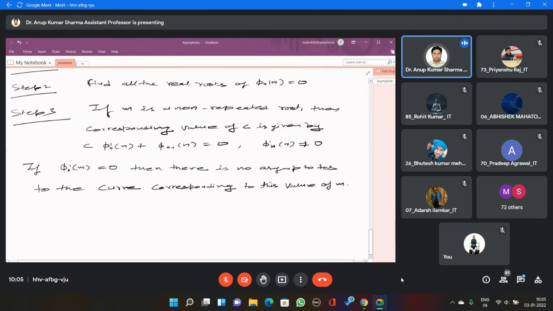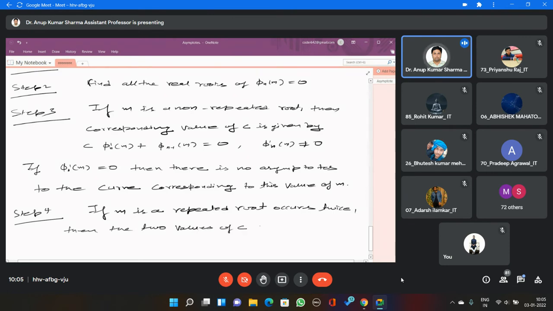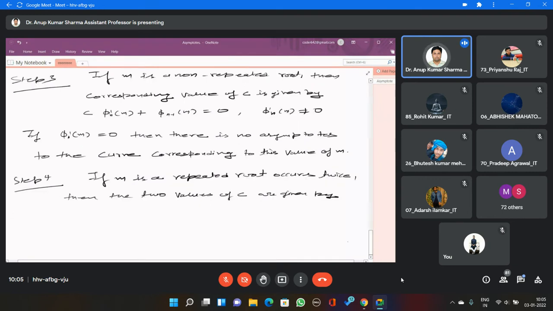Next, you can see step number 4. If m is a repeated root, occurring twice, that means if any root is repeated twice, then the two values of c are given by the following. When roots are repeated, the values of c will differ.